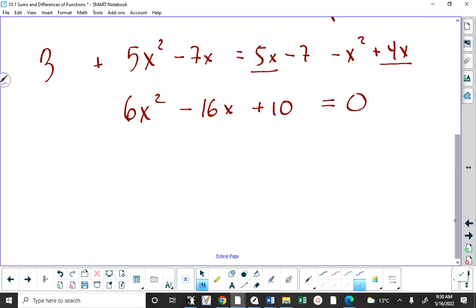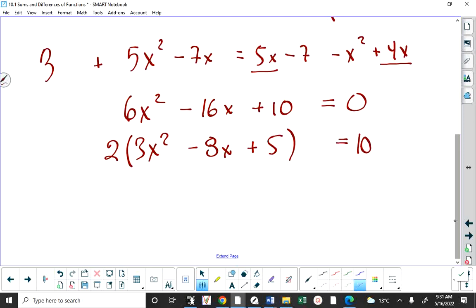I have 6x squared, negative 16x, and 3 plus 7 is 10. You're okay to that point? Okay. We can factor out a common factor of 2 and have 3x squared minus 8x plus 5. 3 times 2 is 6. 3 times negative 8 is negative 16. 3 times 5 is 10.